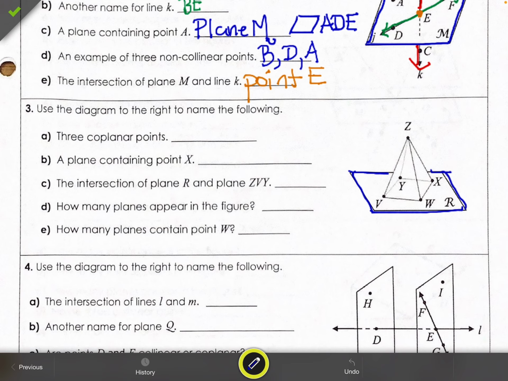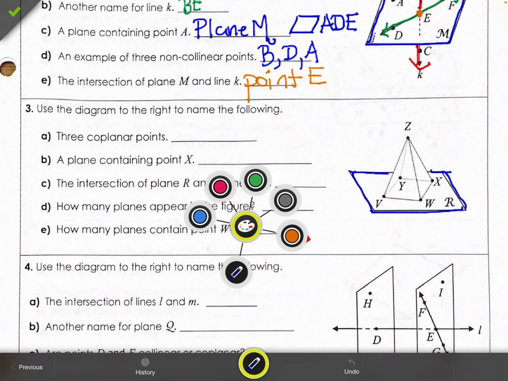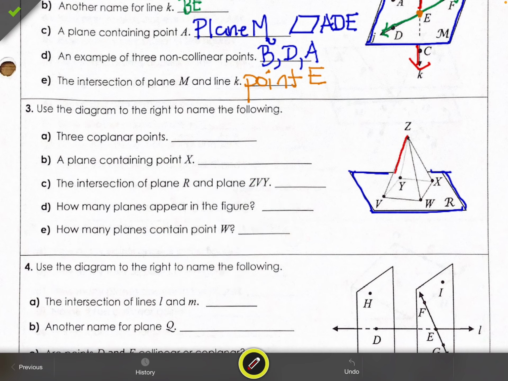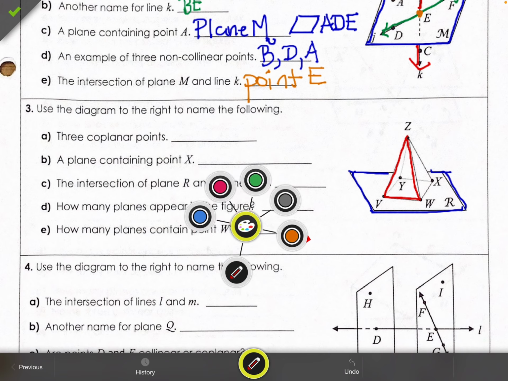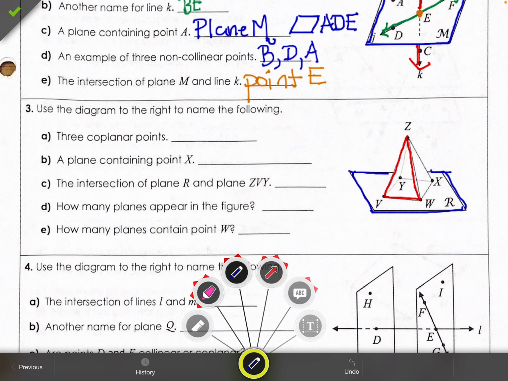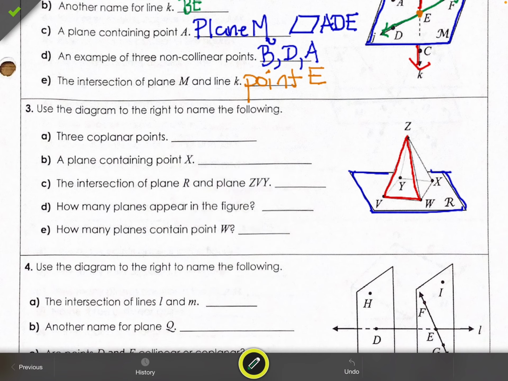In other words, this side of my pyramid, that's considered a plane. Even though it doesn't have the rectangular shape, it's still a flat surface. Same thing with this side right back here. Oh, already used blue. Let's pick a different color. Green. All right. This side of your pyramid would also be considered a plane. So any flat surface is considered a different plane.